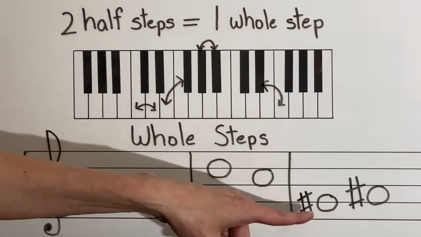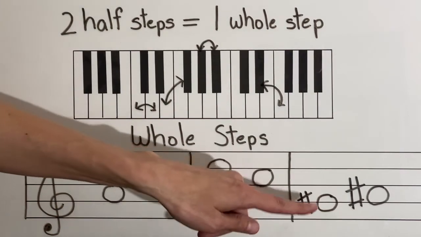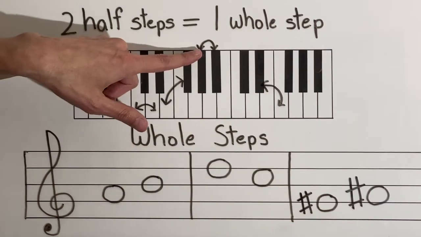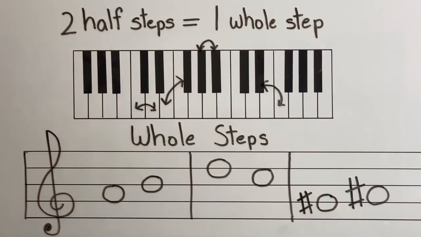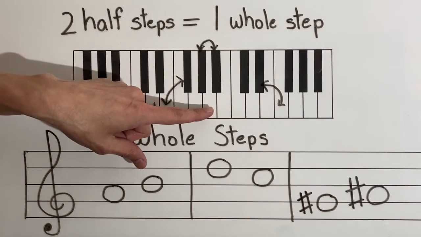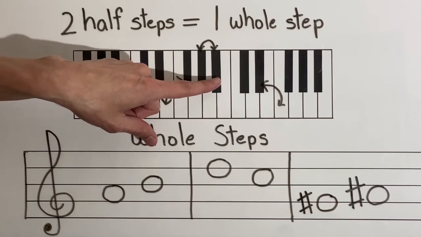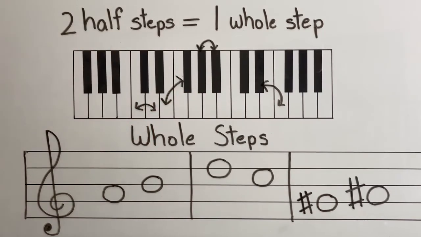The last one I have written down over here is my example of when I go from black key to black key. So my given note would be G sharp, which is right here, and I have to go up a whole step. I'm on this black key, half step goes up to the white key, another half step goes up to the black key, which means this G sharp to this A sharp is a whole step.